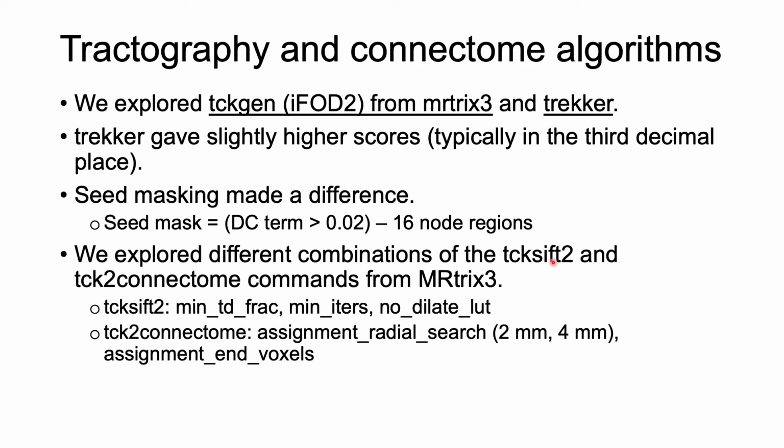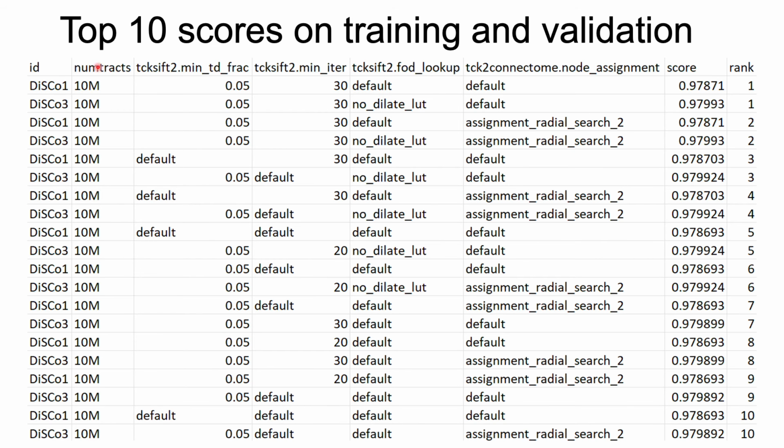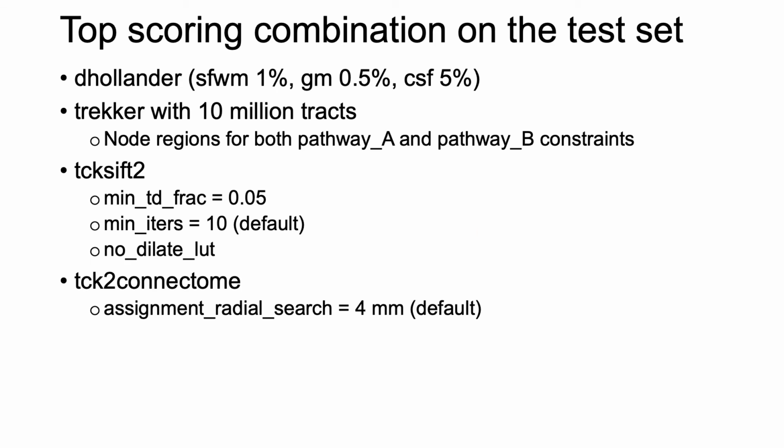We explored different combinations of the tcksift2 and tck2connectome commands. These were the parameters that were varied for tcksift2, and we varied different assignment options for the tck2connectome. These are the top 10 scores on the training and validation sets. Note that the scores on the validation set were uniformly better in the third decimal place, and the majority of the parameter combinations were default.